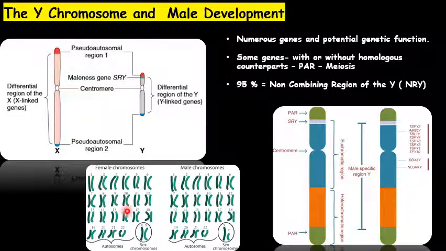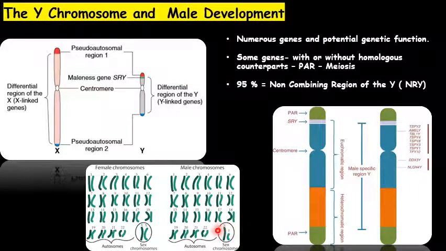Now let's talk about female. Since both contain the same type of X chromosomes, they will contain the same homologous counterparts, which means the same type of genes will be present on both chromosomes, which have been inherited from the mother as well as from the father. Whereas in the male, you have one X chromosome and one Y chromosome.